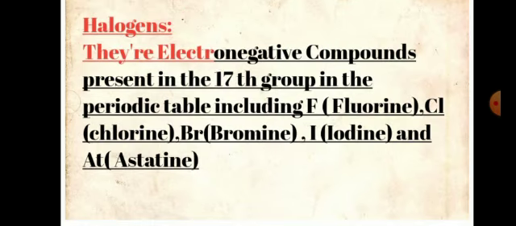Now let us see halogens. So halogens are electrically negative, so they acquire negative charge, so they are called electronegative compounds. So you can find these halogens in your 17th group in your periodic table, right? So these halogens include fluorine, chlorine, bromine, iodine and astatine, right? So these are some elements that are included in your 17th group in your periodic table. So these elements are named as halogens.